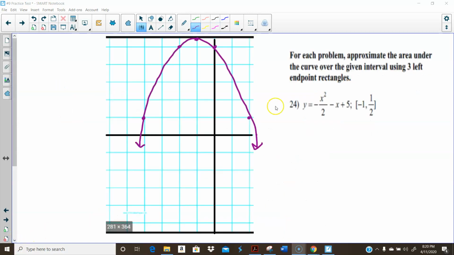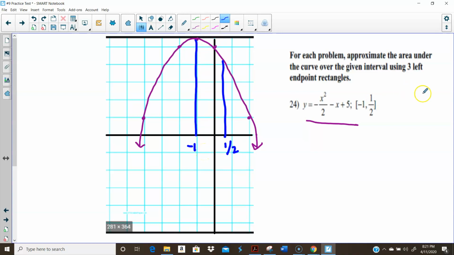So the first thing I did is I graphed this function on my graphing calculator, and then I graphed it here on graph paper. I used a table to help me. It's okay, it's not the best. So now I'm looking for the area between -1 and 1/2. So you can see I've blocked off this area.